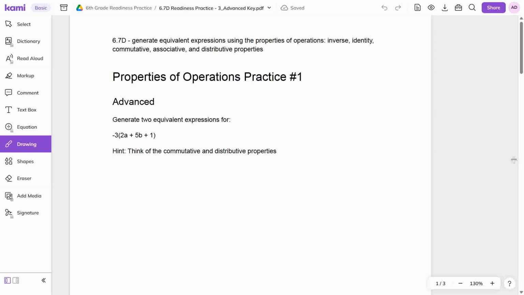Today we are looking at the 6th grade concept of properties of operations. This is 6.7D Readiness Practice, the advanced version.